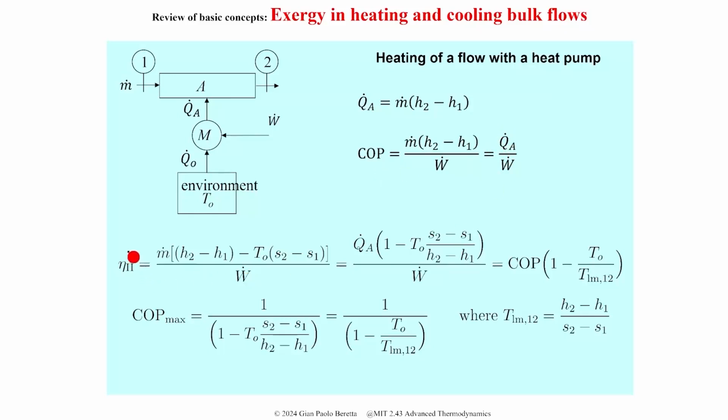Whereas the second law efficiency is the ratio, you can cast it as either the actual COP over the maximum COP, which you would obtain if the machinery was reversible, or you can cast it as the ratio of the exergy change, or the exergy that you have provided to your bulk flow, over the exergy of the resource that you have used, in this case, work.